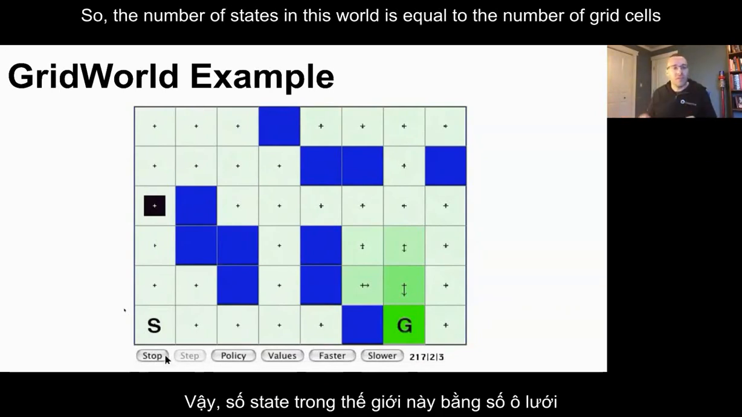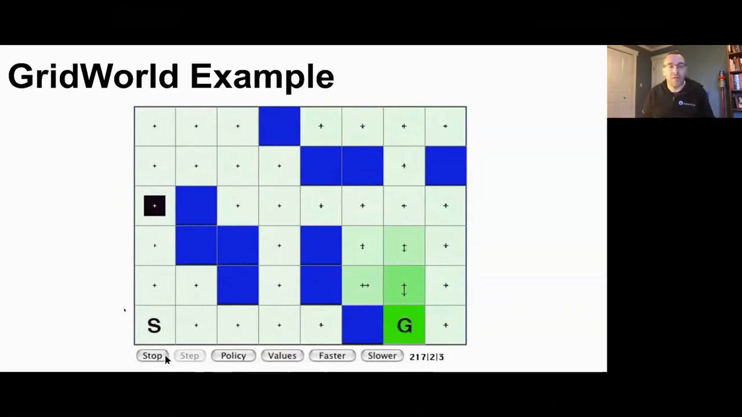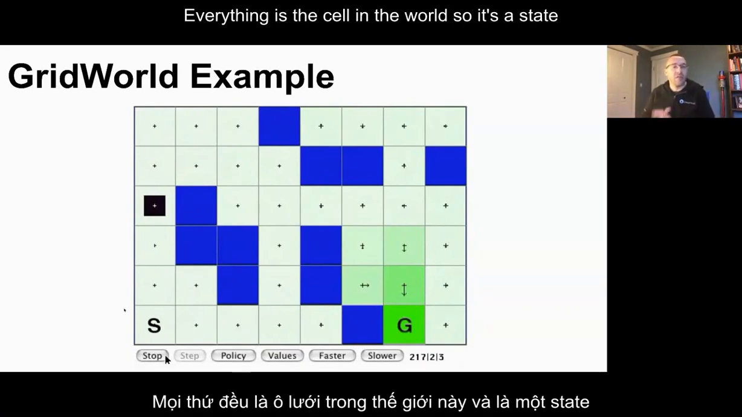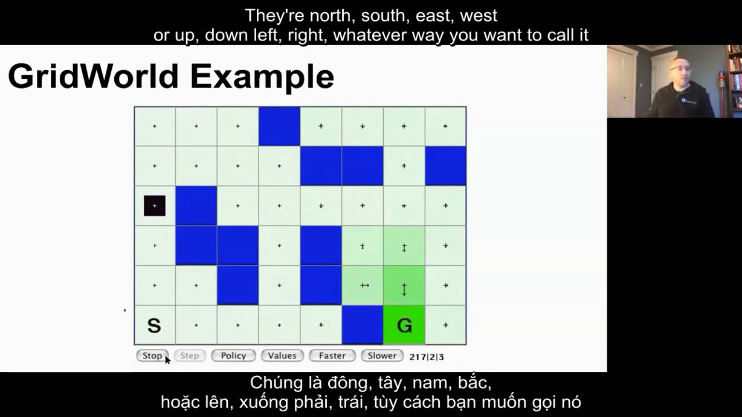It's where the agent is in this world. So the number of states in this world is equal to the number of grid cells. And the blue ones count as grid cells. The green one counts as grid cells. Everything is a cell in the world, so it's a state. The actions are easy. They're north, south, east, west, or up, down, left, right, whatever way you want to call it.